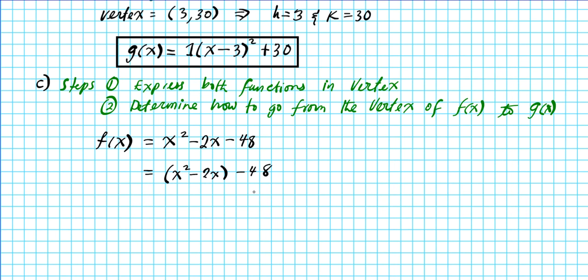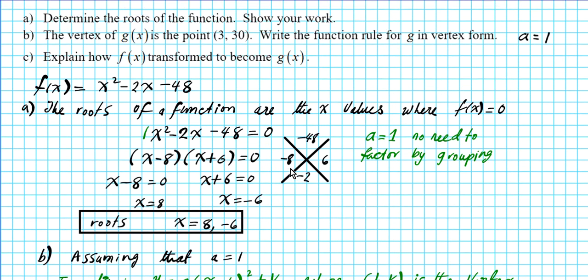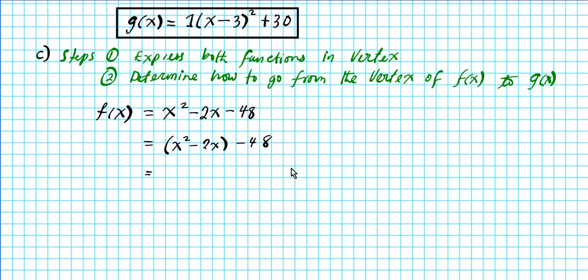And then we're going to go, let's see, it's 48, right? Yes, 48. All right, and then we're going to say, what can I add to this quantity in the parentheses in order to create a perfect square trinomial? So whatever I add in here, in order not to change the function, I have to subtract the same thing from the outside right here.